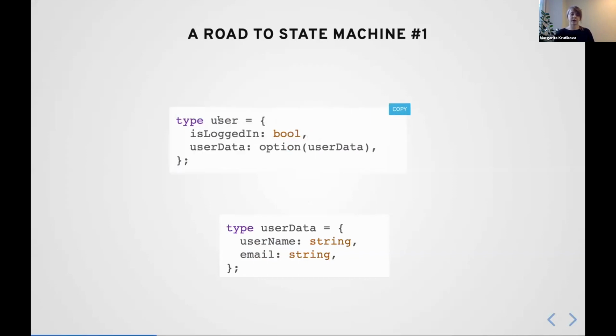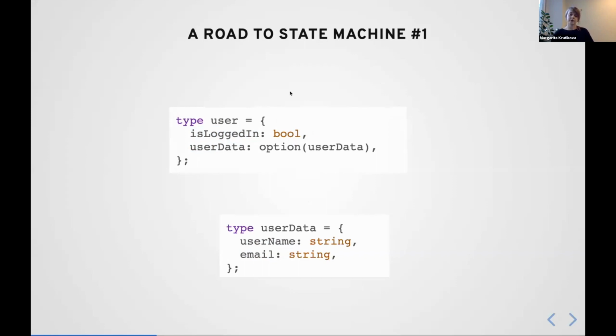So we add an option here. Now we have a flag is logged in and we have user data. This already might feel a little bit weird because those fields are really dependent on each other. But let's say that we continue on this track because it's kind of simple to start with right now.